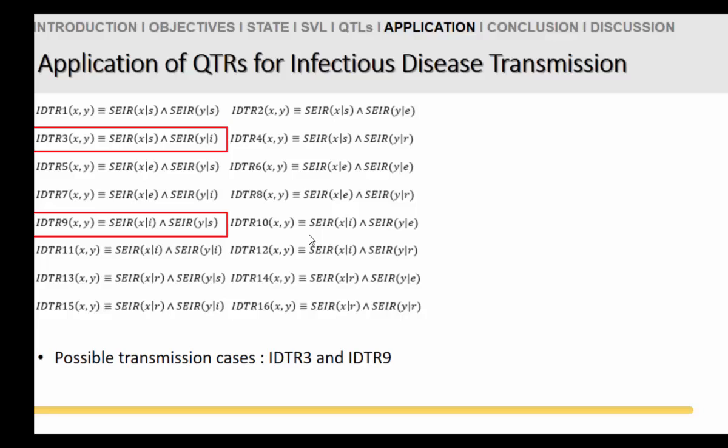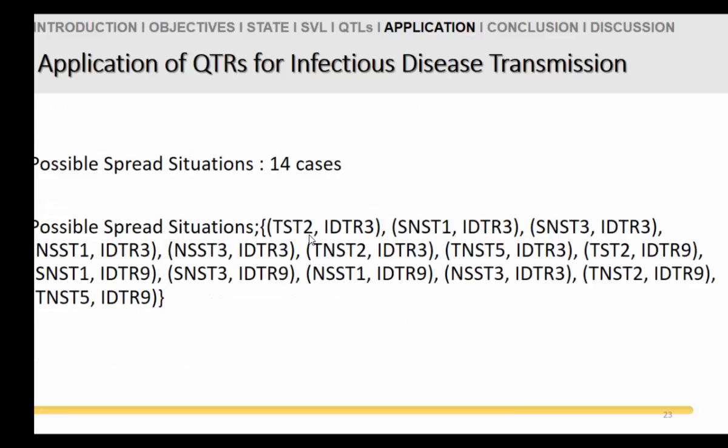I also constrained it to only 2 people for making this relation. So I made all the chances of using the SEIR for the cases. The combinatorial relations total 16 cases. But only in the case of the IDTR where one person is susceptible and the other is in the infectious stage does transmission happen. So through this relation, we can see the possible transmission cases are only IDTR3 and IDTR9. Using the combinatorial relation between the QTRS and IDTRS, we can see the possible spread situations total 14 cases like this.